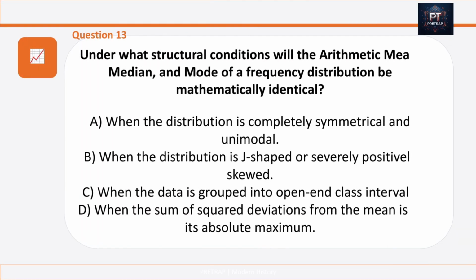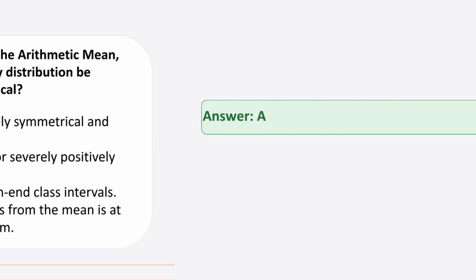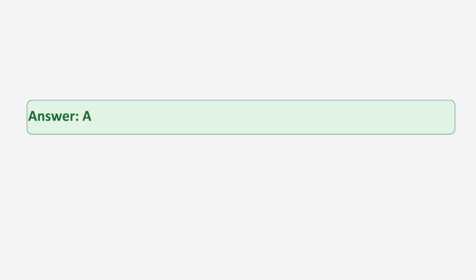Last question is, under what structural condition will the arithmetic mean, median and mode of a frequency distribution be mathematically identical? Option A, when the distribution is completely symmetrical and unimodal. Option B, when the distribution is J-shaped or severely positively skewed. Option C, when the data is grouped into open-end class intervals. Option D, when the sum of squared deviations from the mean is at its absolute maximum. And the answer is option A, when the distribution is completely symmetrical and unimodal.